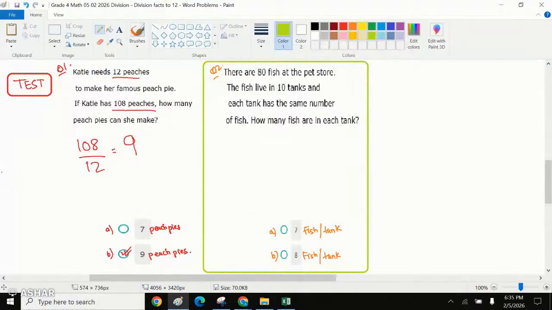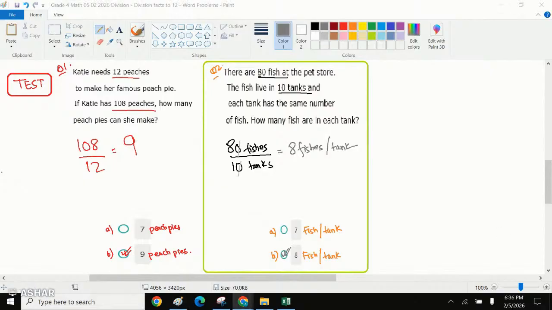There are 80 fish at a pet store. The fish live in 10 tanks. They have been distributed in 10 tanks. So we can say, yes, thank you, May. Option B is the correct answer. How do we know? 80 fish, 10 tanks. When we cancel them out, the zeros can be cancelled. That would come out to be 8 fish per tank. Yes, thank you, May. It's the correct answer.